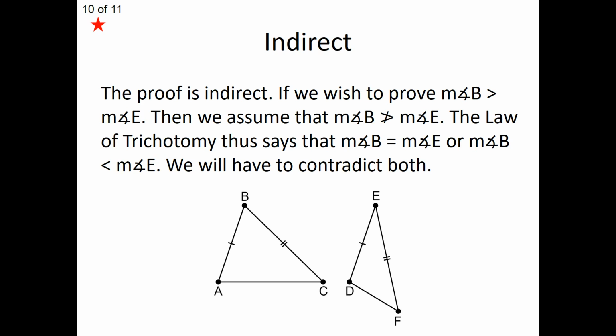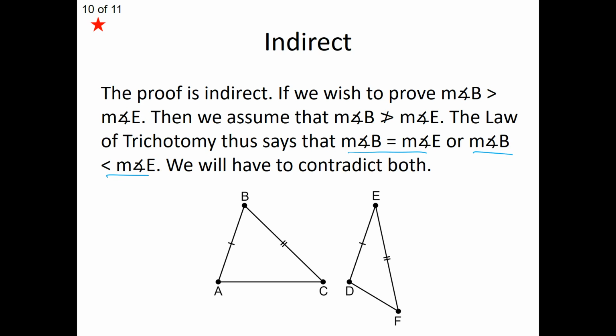What then does our assumption lead us to? Well, the law of trichotomy says that if it can't be greater than, then there are two other possibilities: either angle B has to be equal to angle E, or angle B is going to be less than angle E, right? Which means we have to contradict both of those. So on our last slide here, here are our two assumptions: B will be equal to E, and B will be less than E. We have to contradict both of those.